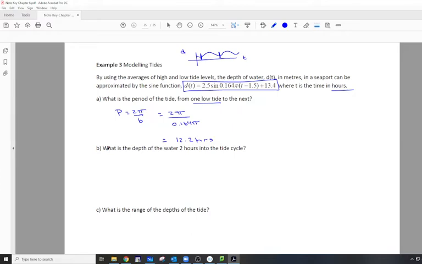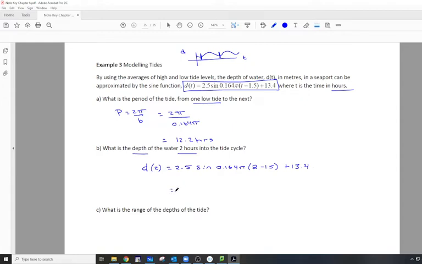Okay, next question. The next question is, what is the depth of the water at 2 hours into the tide cycle? Can you pause your video and figure this out? What are they giving you? What are they solving for? So for this one, we want to know the depth at 2 hours. So into your calculator, you've got 2.5 times the sine of 0.164 pi times (t is 2 minus 1.5), all plus 13.4. It's just an exercise of plugging in your calculator.